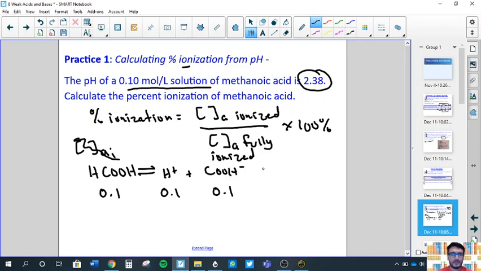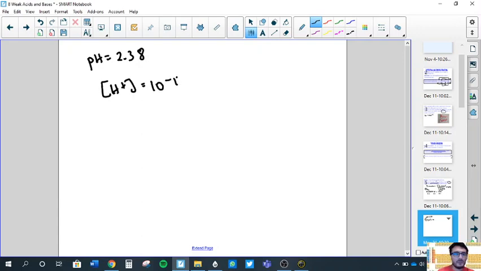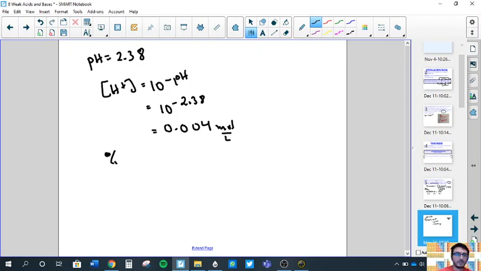Hopefully that makes sense. I'm going to add a page here because I need some room. Remember, we were given pH. Now, we can figure out what the concentration of the hydrogen ion is in this solution through this formula. Back to grade 11 and review we did a lesson or two ago. So 10 to the negative 2.38 is going to give me the concentration of hydrogen ions in this solution. I have this pre-calculated here, 0.004 moles per liter.